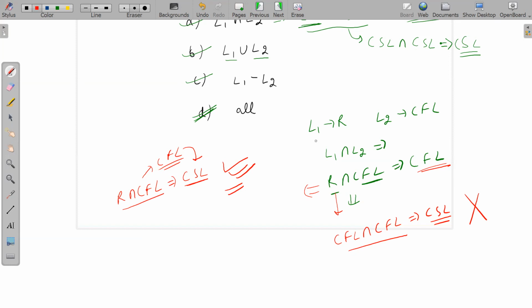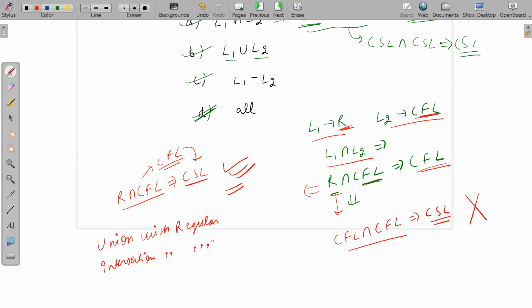So the last time I am saying, L1 is regular, L2 is CFL. So you need to find L1 intersection L2. Now, do not apply upgradation here. When languages are of different types, you need to apply upgradation, but you will not apply upgradation in two cases. First case is union with regular. And the second case is intersection with regular.